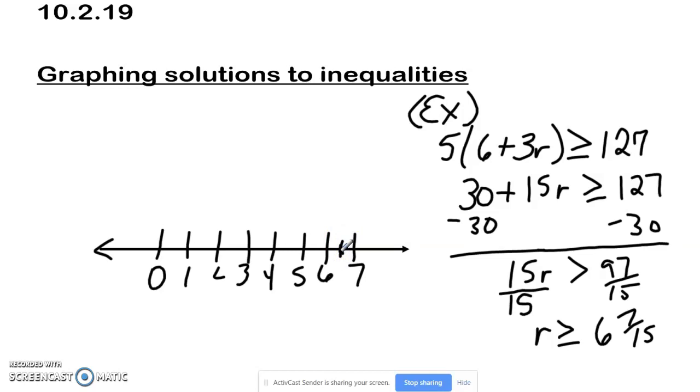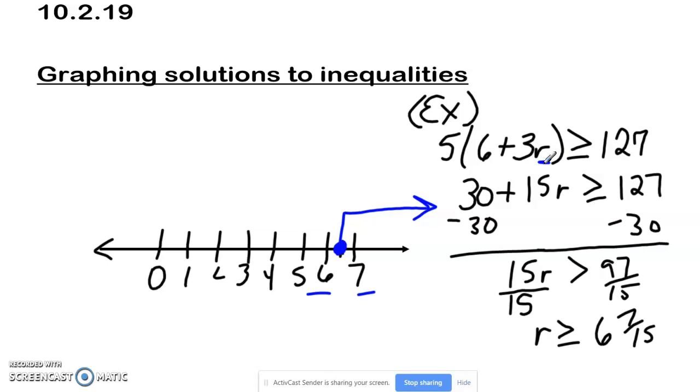And then am I going to have an open or filled in circle at that mark for 6 and 7/15? Filled in because it's equal to, because it can equal that. So I'm going to have a filled in circle there. Numbers greater than 6 and 7/15. 6 or 7, which one's greater than 6 and 7/15? Number 7. So we're going to go to the right. And I could put a value of 7 here. That would give me 21 plus 6 would be 27 times 5 is greater than 127.